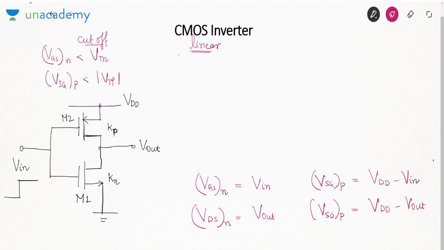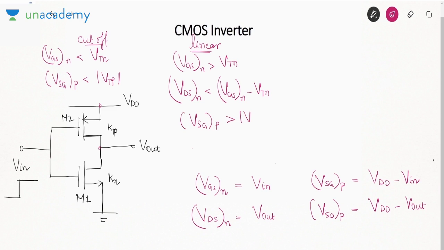For linear region, VGSN is greater than VTN and VDSN is less than VGSN minus VTN. And for PMOS, VSGP greater than mod VTP, VSDP is less than VSGP minus mod VTP. What about saturation?